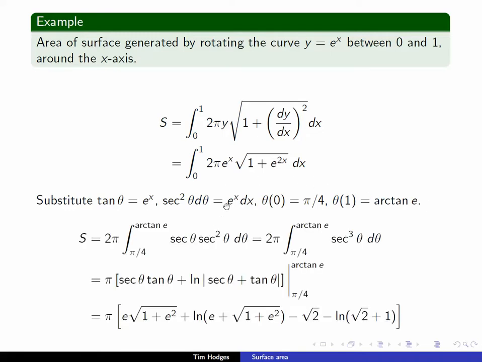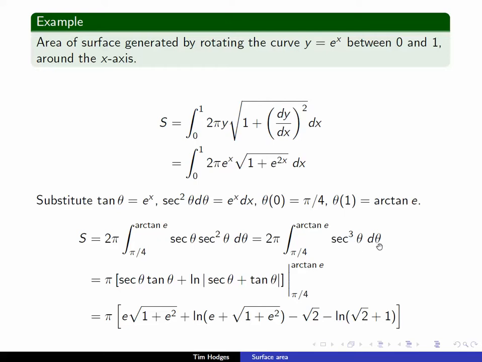Finally, this term, the root 1 plus e to the 2x, will be 1 plus tan squared theta, which we know is secant squared, and when we take the square root, we get secant theta. The e to the x dx we can replace by secant squared theta d theta, and we'll take the 2 pi out the front. So we've converted this integral into the integral of secant theta, secant squared theta d theta, with these new limits. Of course, that's just the integral of secant cubed theta d theta.